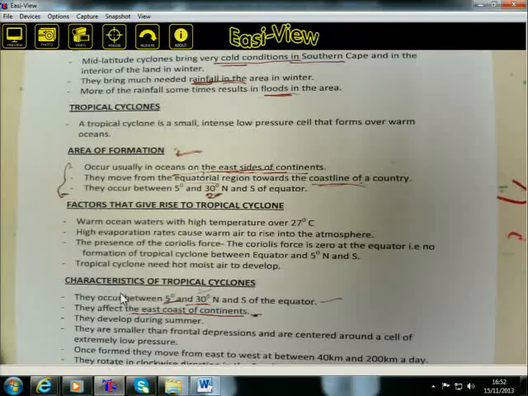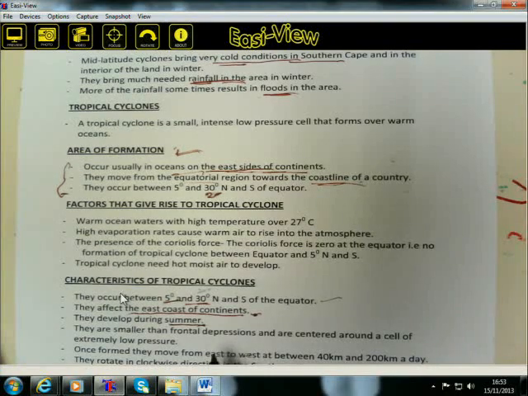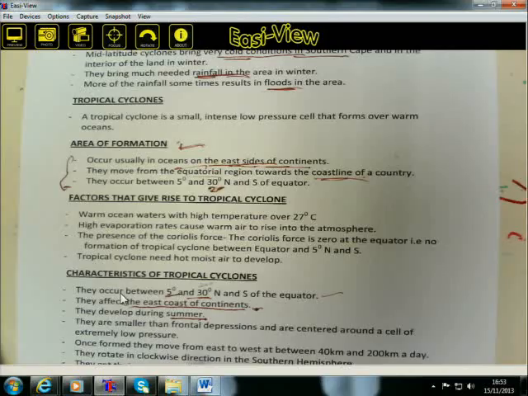Number three, tropical cyclones develop during summer. Yes, during summer. Remember, we said mid-latitude cyclones occur throughout the year. They occur in summer. They also occur in winter. But listen, tropical cyclones only develop during summer. Meaning, in winter, we are not expecting to have any tropical cyclone.